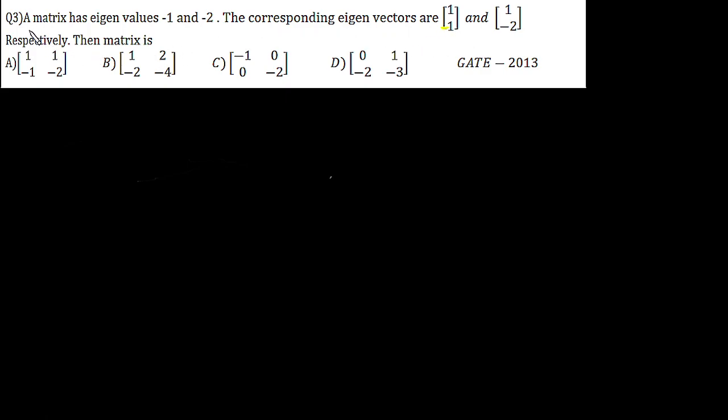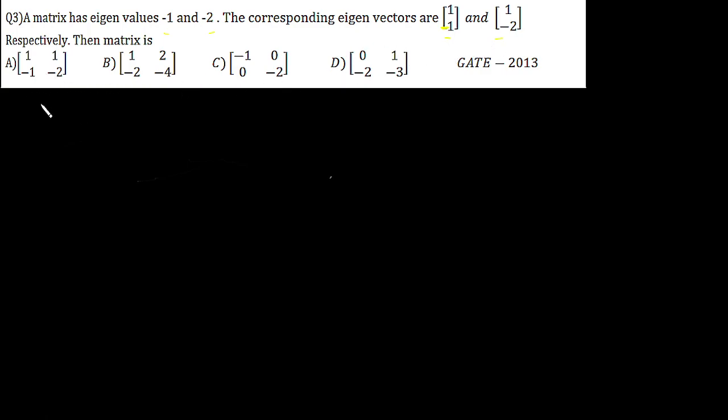So now here a matrix has eigenvalues -1 and -2. The corresponding eigenvectors are (1, -1) and (1, -2) respectively, and we need to find the matrix. So in this question we have to go in the reverse direction, because in the general question we are given the matrix and asked about the eigenvector or eigenvalue, but here the condition is totally reverse. We are given the eigenvalues and eigenvectors and asked about the matrix.